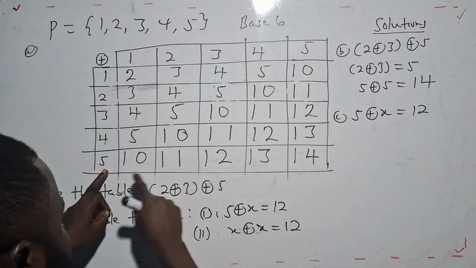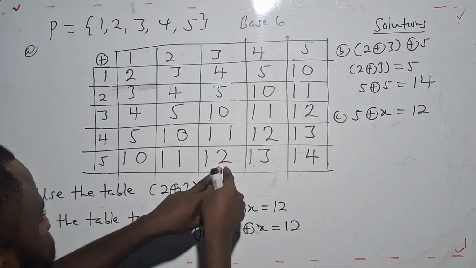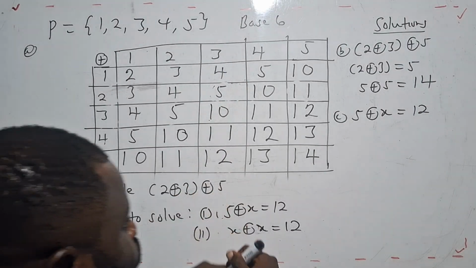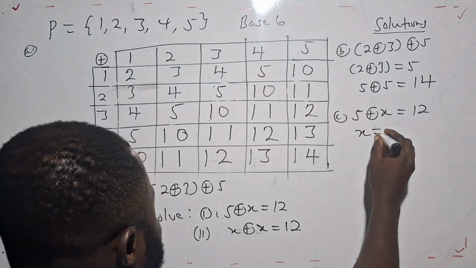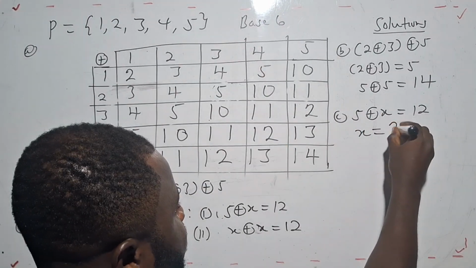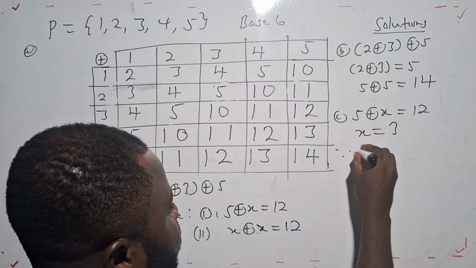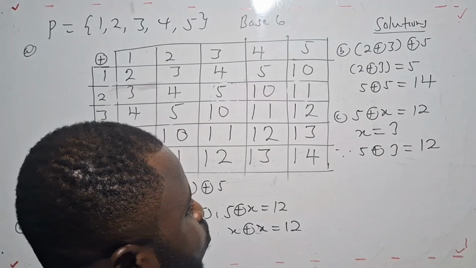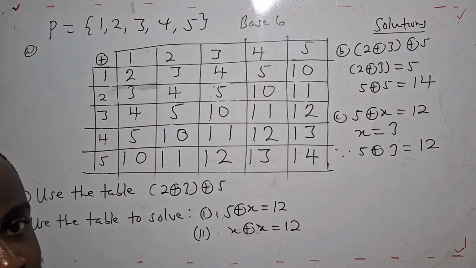You look for the column. So 1, 0, 1, 1, 1, 2. So it means it is 5 added to 3 that the solution was what? 1, 2. So now our x is equal to what? 3. So it is 5 plus 3 that gives us the 1, 2. As simple as that.